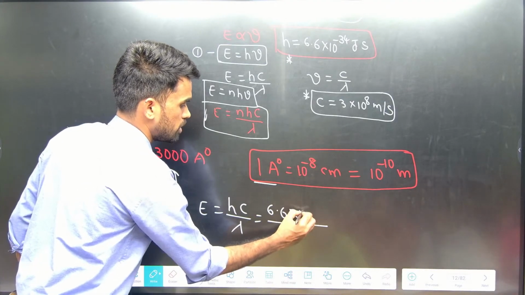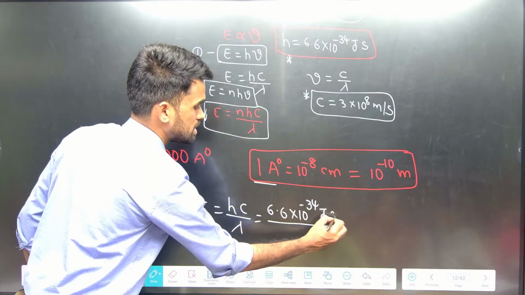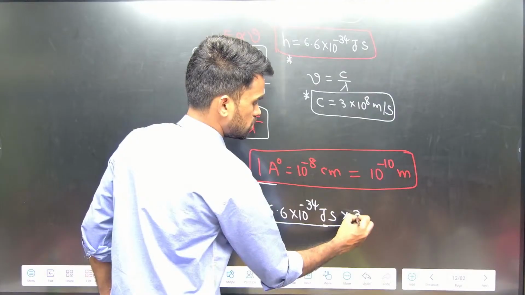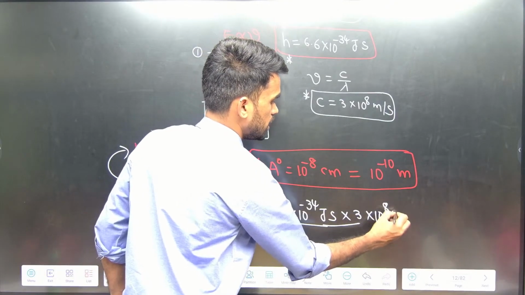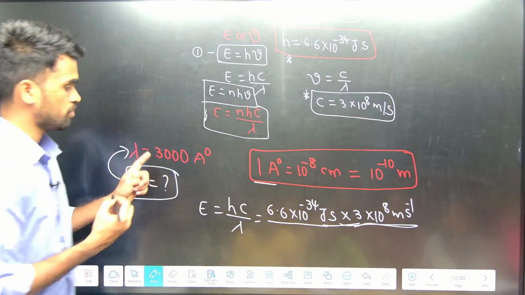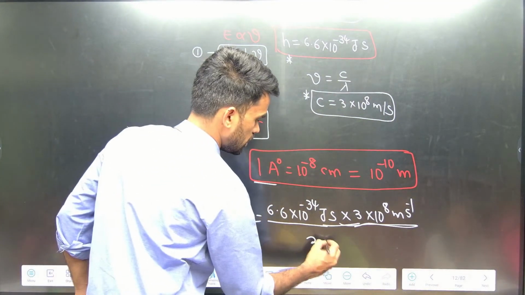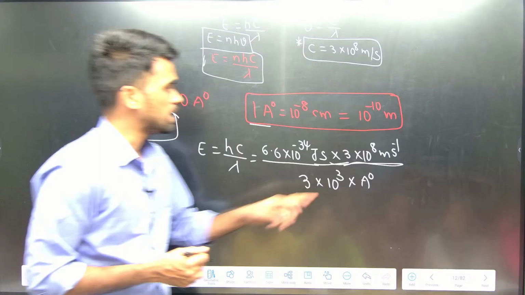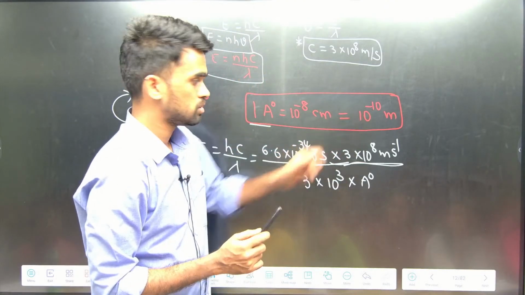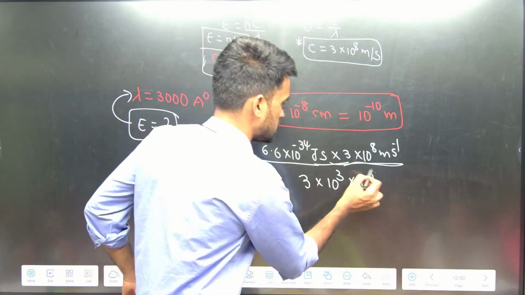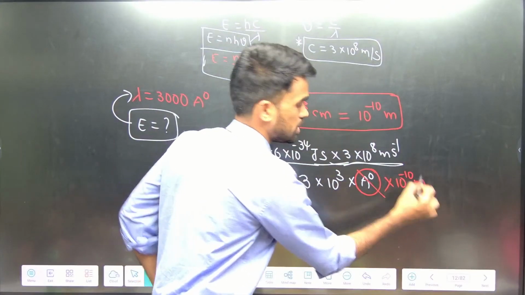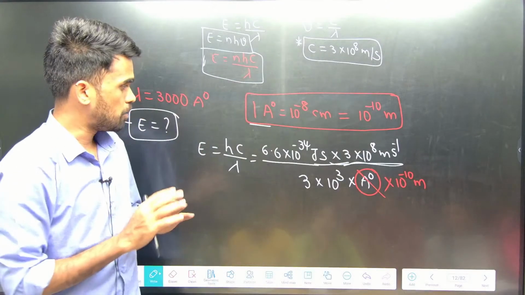So now what is h? 6.6 into 10 power minus 34 joule second, into c, 3 into 10 power 8 meter per second. And next, lambda is how much, as given? 3000 angstroms. So 1 angstrom, how many meters? In the place of this, what can I write? 10 power minus 10 meters. Can I write it like this or not? Yeah, up to here it is clear.